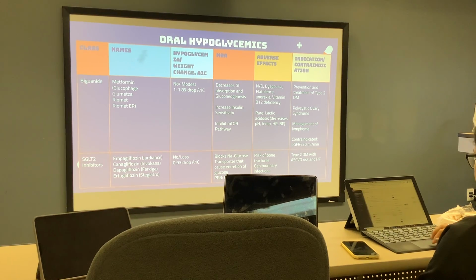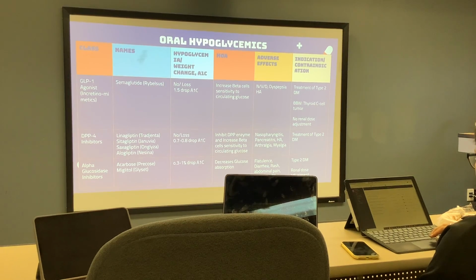The mechanism of action is to block the sodium glucose transporter. That way it excretes glucose and decreases the reabsorption of glucose. Adverse effects include genitourinary infections, also hypotension like volume depletion, and risk of bone fractures. An indication is type 2 diabetes mellitus, specifically with ASCVD risk and in heart failure patients.